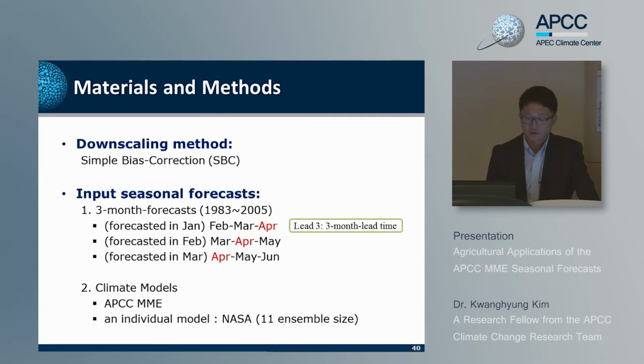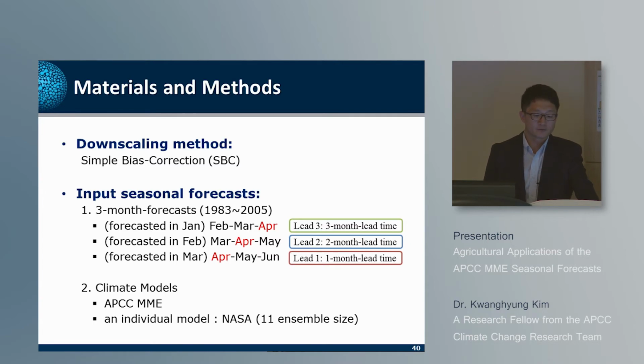You actually get 3 months lead time data in January, which forecast February to April monthly temperature. When you are expecting a certain biophenological event, like a full blooming in around April, then this gives you a 3 months lead time for forecast. In the same way, the forecast data in February consists of March to May data, and it is 2 months lead time. And March forecast here has 1 month lead time for April full bloom prediction.